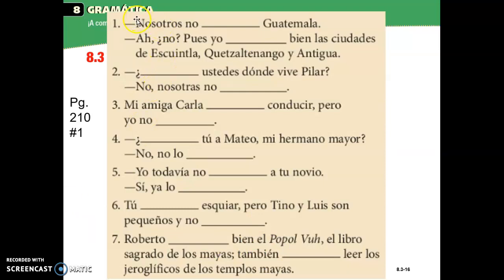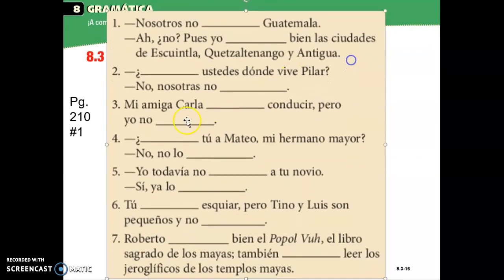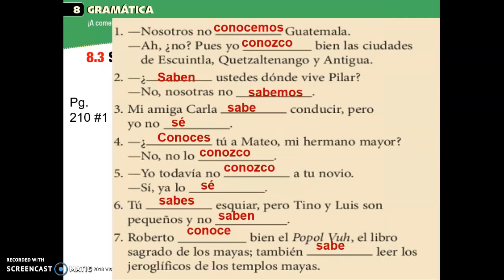If you want to take the time to pause the presentation and do these, fill out these blanks with the verb either conocer or saber, go ahead and do so, and I'll give you the answers on the next slide. Here's your answers. I hope you did well.